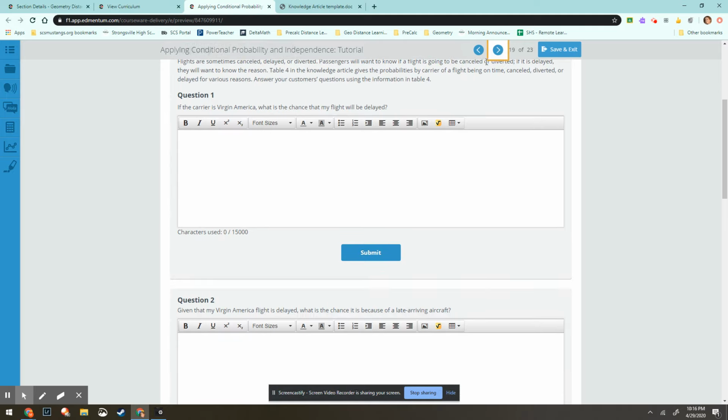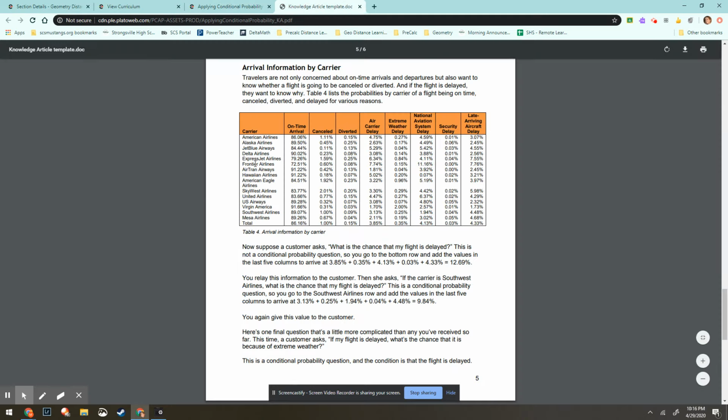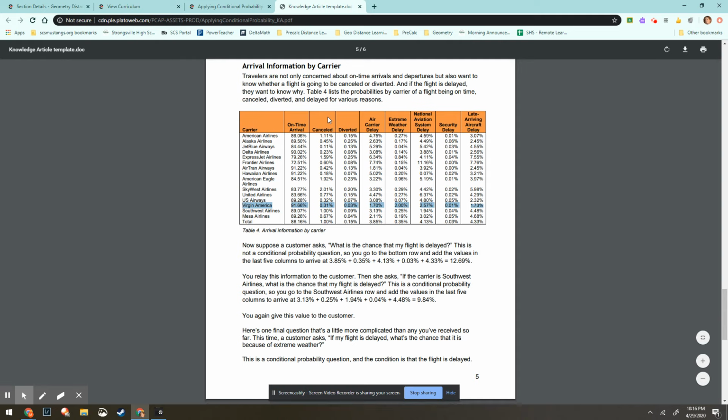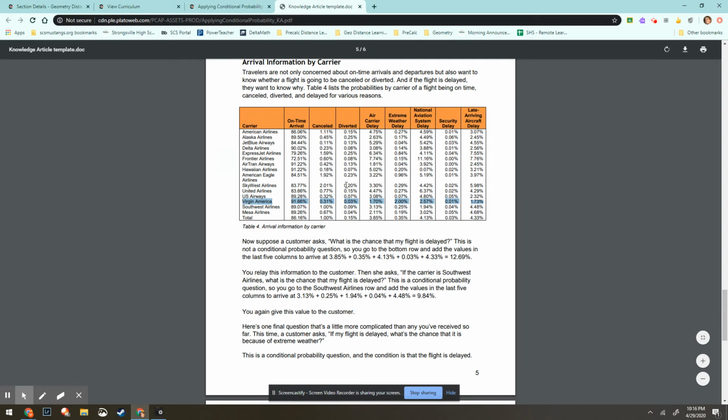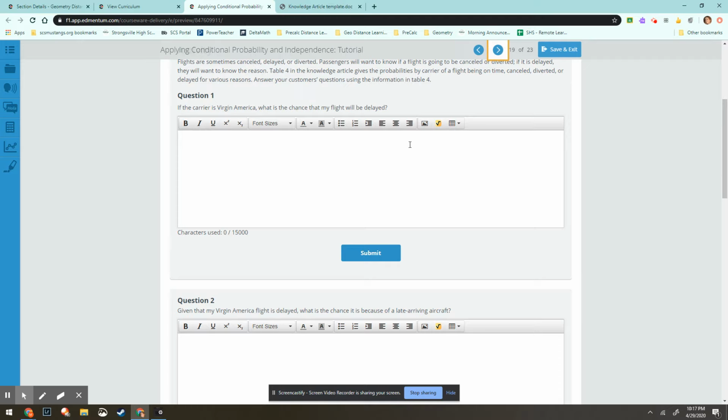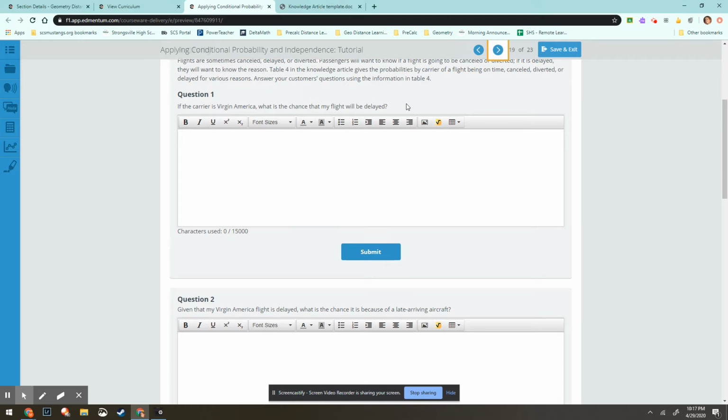So in number 1, if the carrier is Virgin America, what is the chance my flight will be delayed? The condition is Virgin America, and we want the chance my flight will be delayed. So we go to Virgin America, and we have all of this data. Now look at the columns. On-time arrival, I don't care about that. Canceled, nope. Diverted, nope. We have air carrier delay, extreme weather. There are like 5 different kinds of delay, and over here there's no specification on what kind of delay.